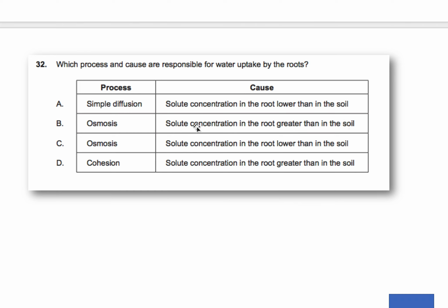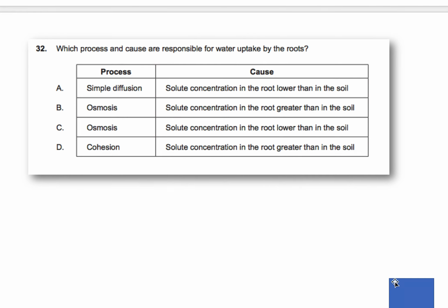When the solute concentration is higher in the root than in the soil, then water will move automatically by osmosis to even out this concentration gradient. So it's going to be B. All the other options are saying this is even cohesion. I didn't even notice, I thought this was osmosis. No, this is cohesion. This is not even close to the right answer. So the only options were between B and C, but C here for the cause is saying the exact opposite thing as B. So it's got to be B.